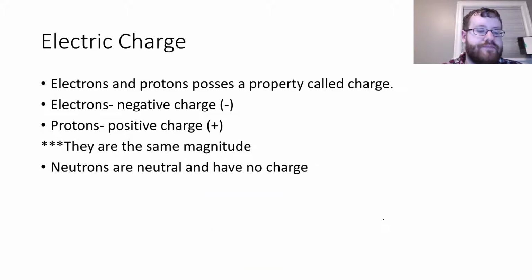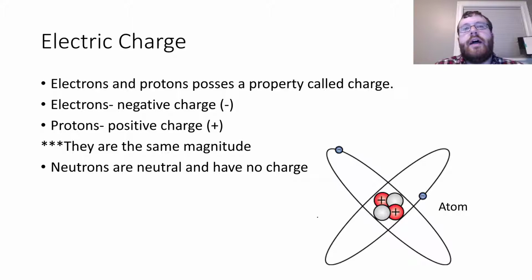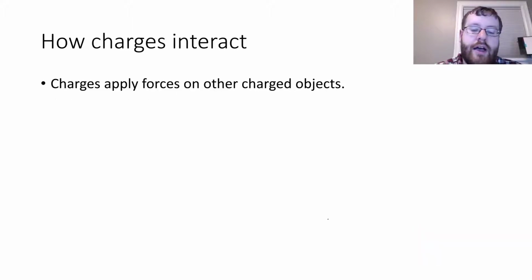So, charge. Electrons and protons possess a property called charge, just like they possess a property called mass. Electrons have something that we refer to as negative charge, and protons have positive charge. They are the same magnitude as each other, which means that they're equal in strength, but they're opposite in their pole. Neutrons are neutral and they have no charge. So when we look at an atom, we have the positively charged protons in the nucleus, and then the negatively charged electrons floating around, and then the neutrally charged neutrons also in the center as well.